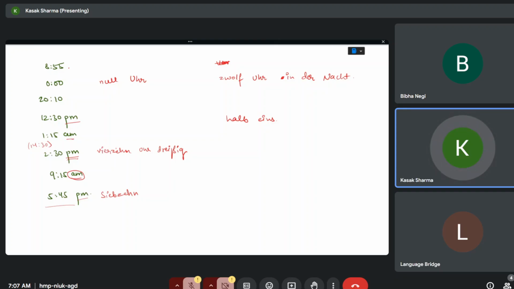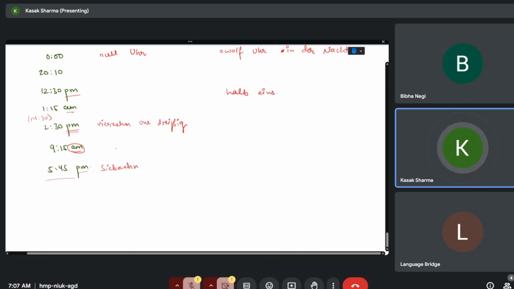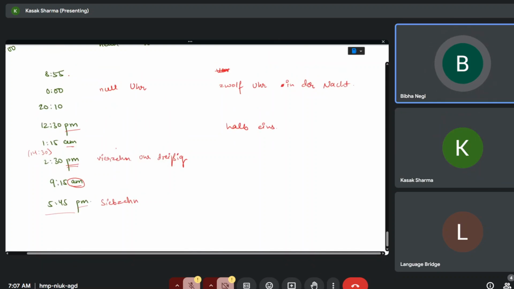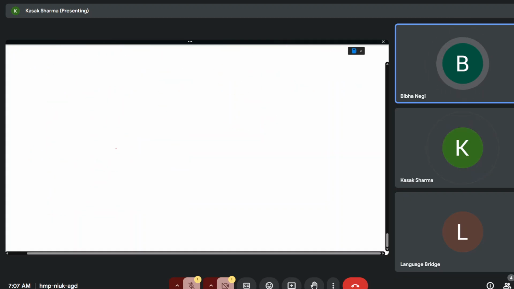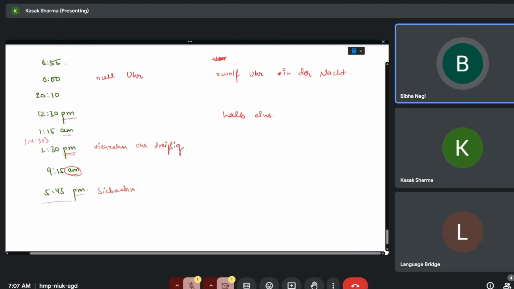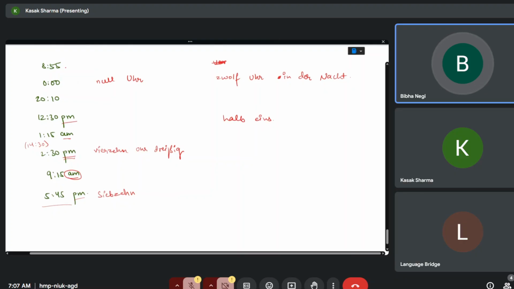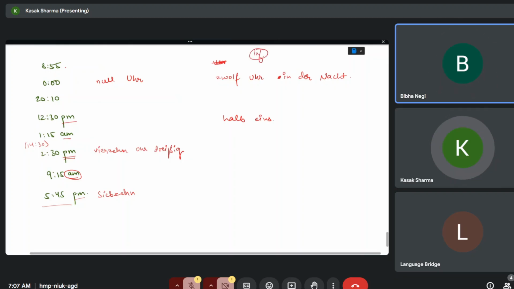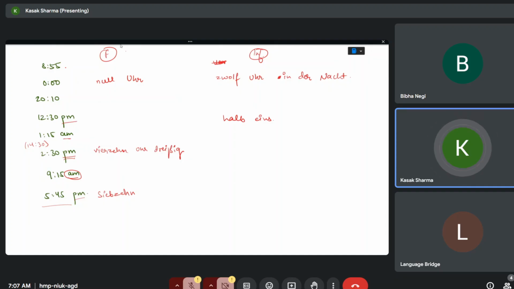Just mention am Abend, am Morgen, and all. Okay. Any doubt? No. Okay. Just about the 0:00. It's null Uhr for formal, and for informal it is 12 Uhr in der Nacht. Basically, this timing is 12 a.m.